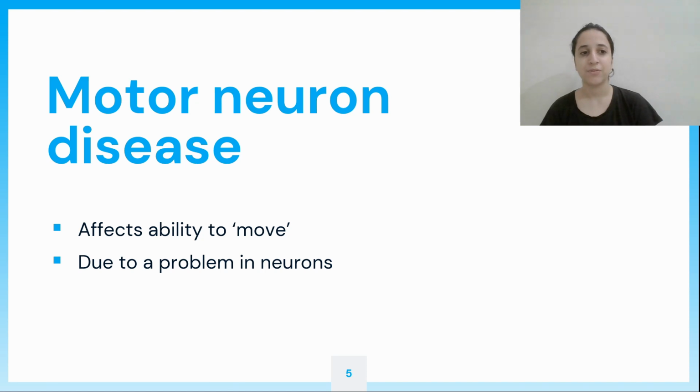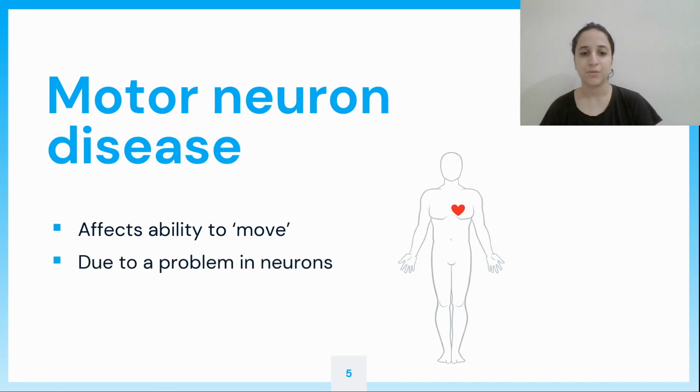So as I said before, it is a motor neuron disease. So what does it mean? From the word motor, you can make out that it is something to do with movement, and it affects the ability to move. As the name also suggests, neuron, it means that there is some problem in the neuron, which are the cells which are responsible for conveying the signal from brain to the muscle and help in movement.